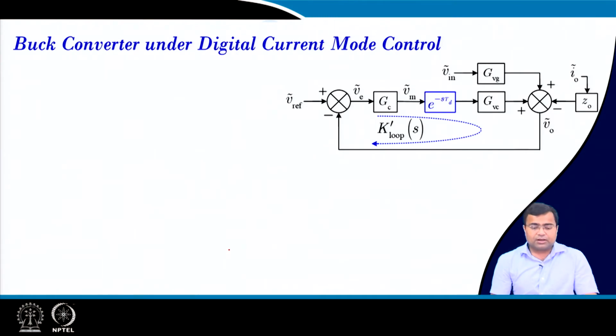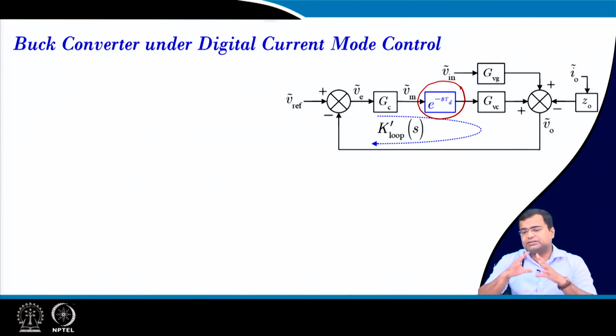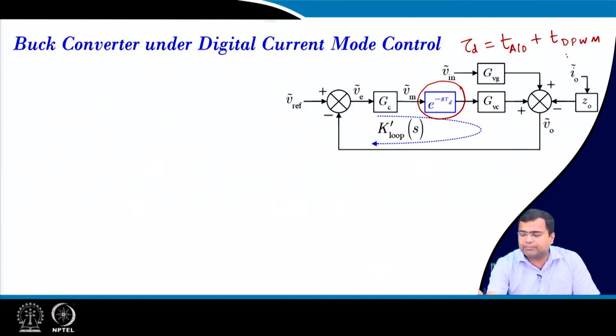That means the proportional gain can be obtained as a function of the integral gain, the load resistance and the capacitor. Now when you go to digital current mode control, we know, as discussed in lecture 40, that we have to introduce a simple delay. What is the delay? It is due to the ADC, the analog to digital conversion delay, plus the DPWM delay, and we know the DPWM delay is nothing but D into T.